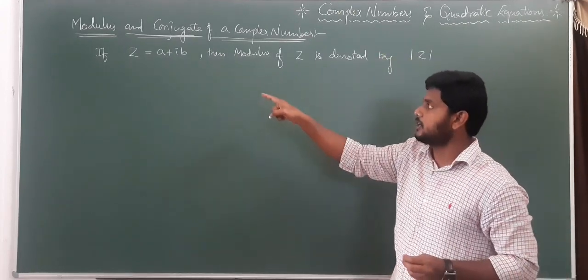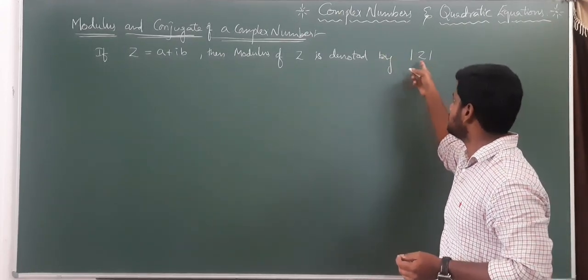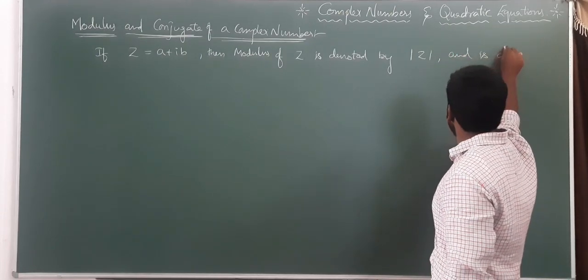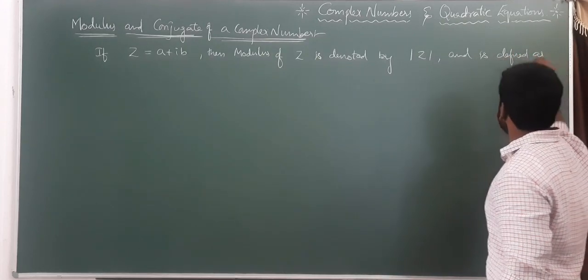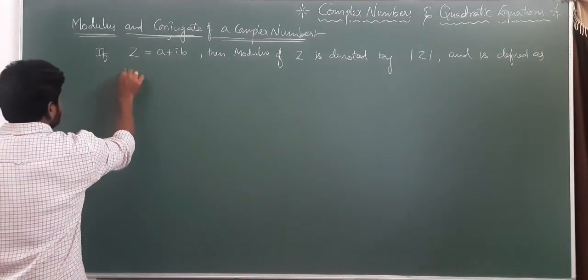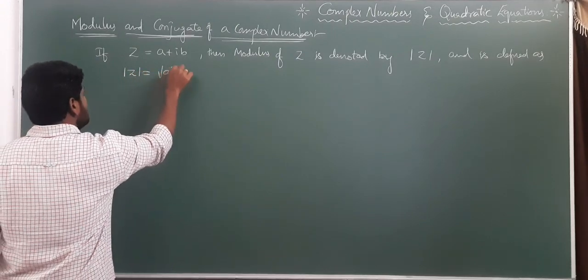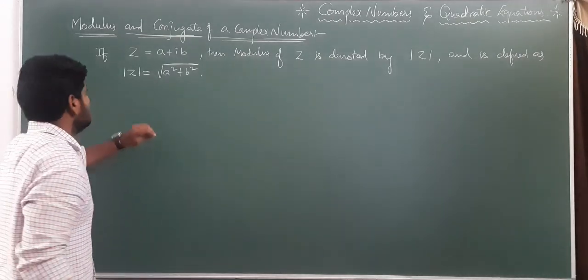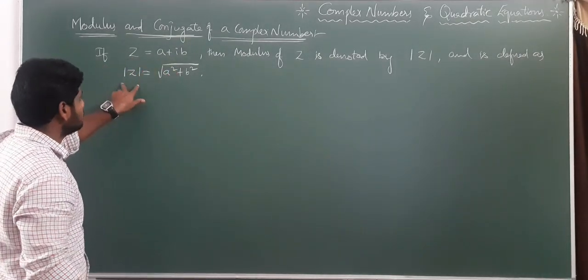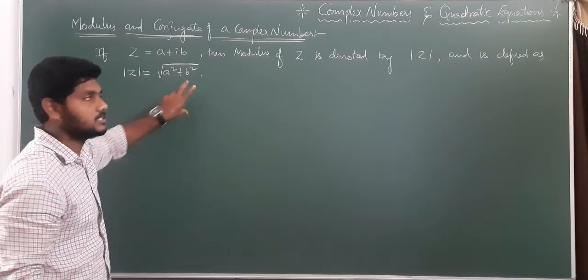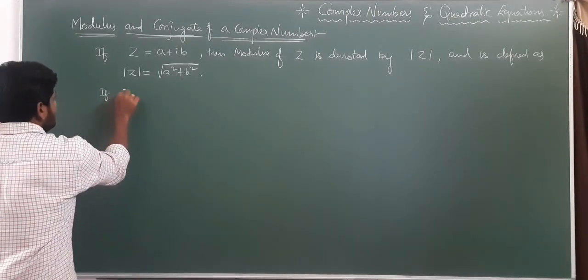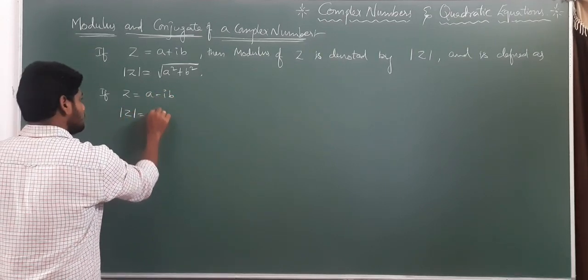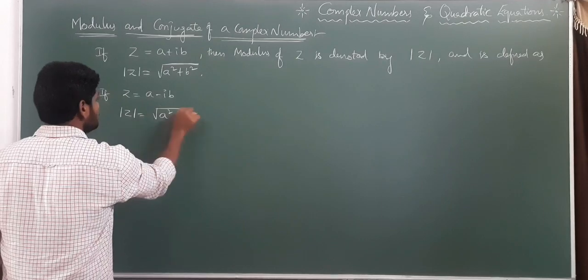If z is equal to a plus ib, then the modulus of z is denoted by this symbol and is defined as modulus of z equals the square root of a square plus b square. This is the formula of modulus. If z is equal to a minus ib, then modulus of z is the square root of a square plus b square only.